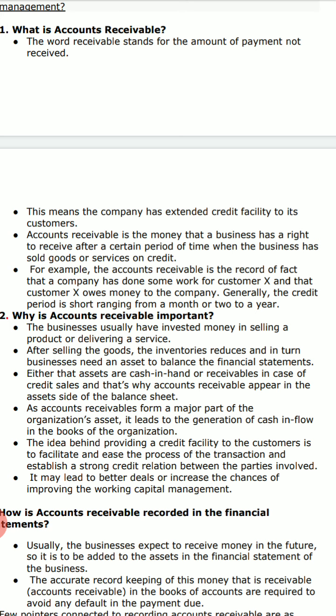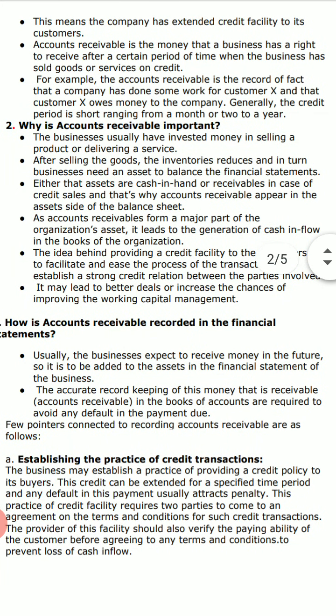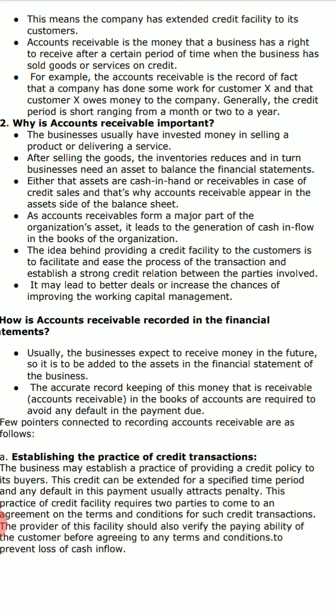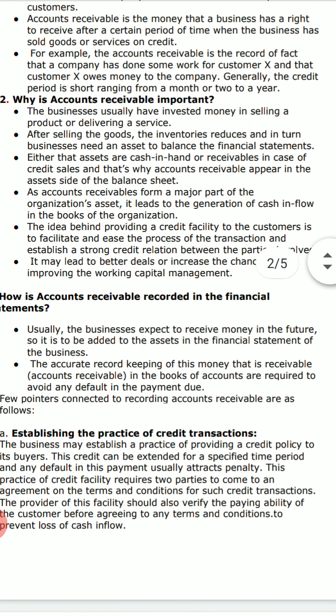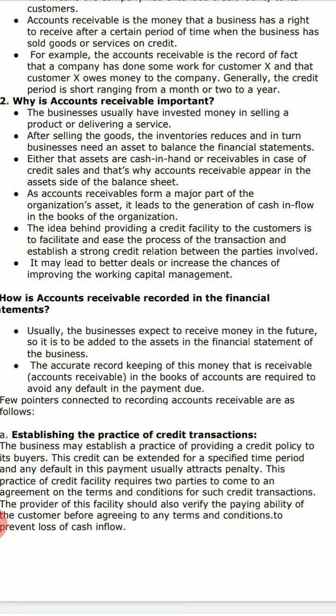So the word receivable stands for the amount of payment that is not received from the customers. This means that the company has extended a credit facility to its customers, and accounts receivable is the money that a business has a right to receive after a certain period of time. If you are receiving right now, that means it's a cash transaction. You sell the goods, generate the bill or invoice, and get the cash in the cash box. Then there is no question of accounts receivable. But when the credit facility is provided by the business to the customers, then definitely accounts receivable will arise, right? So accounts receivable is the money that a business has a right to receive after a period of time, and only when the business has sold goods or services on credit does the question of accounts receivable come up.